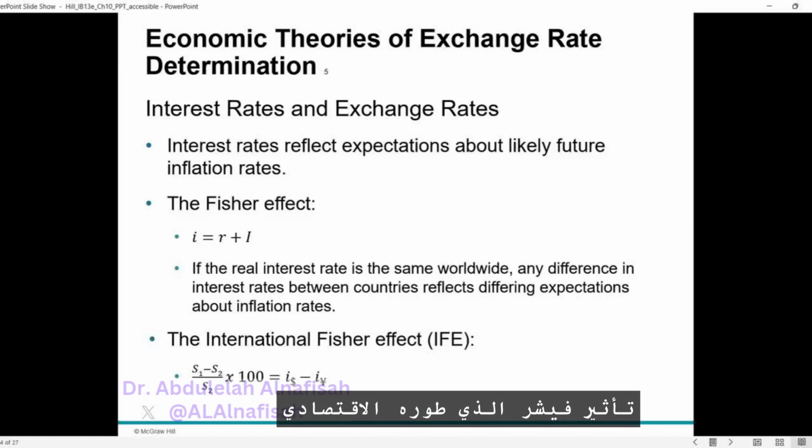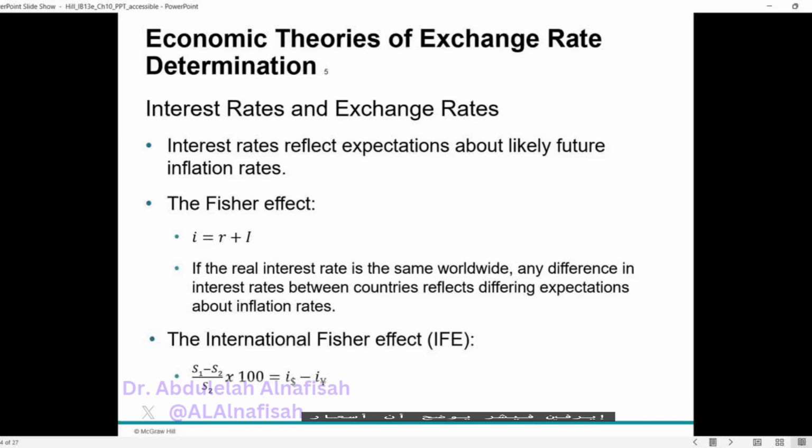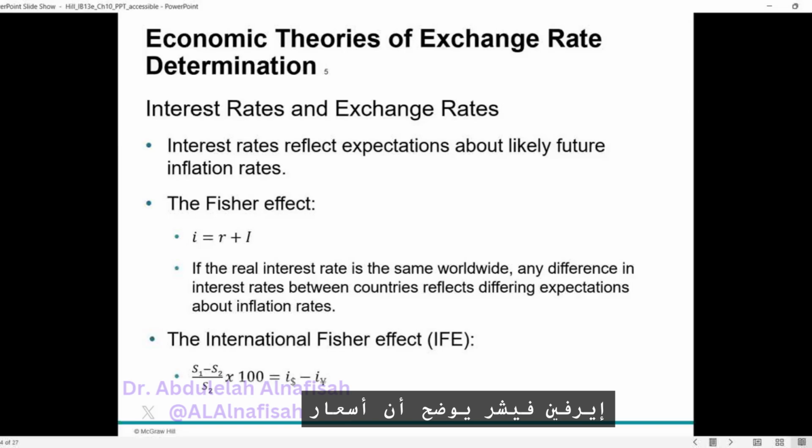The Fisher effect, developed by economist Irving Fisher, explains that nominal interest rates are the sum of a real interest rate and the expected inflation rate. In countries with high expected inflation, nominal interest rates will be high as investors seek compensation for inflation's impact on their returns. When capital can move freely across borders, real interest rates equalize across countries due to arbitrage, meaning differences in nominal rates reflect varying inflation expectations.